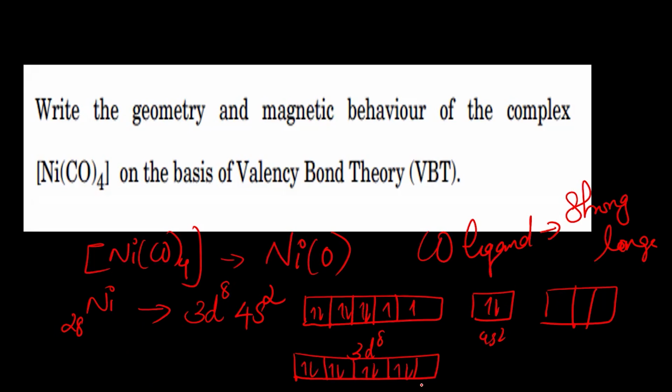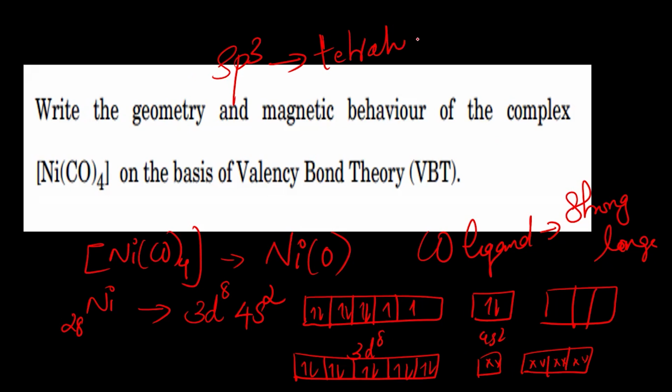It is paired and the s electrons are moved to d. So s and p will be free, and here the carbonyl ligands will come and sit. So I'm getting the hybridization as sp3. What is the geometry? If it is sp3 hybridization, the geometry will be tetrahedral. Yes, sp3 is tetrahedral. When it is dsp2, it is square planar.